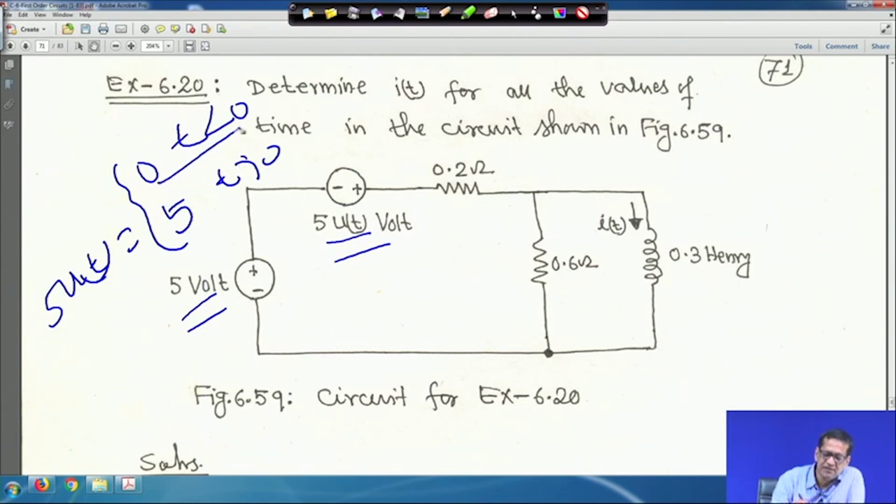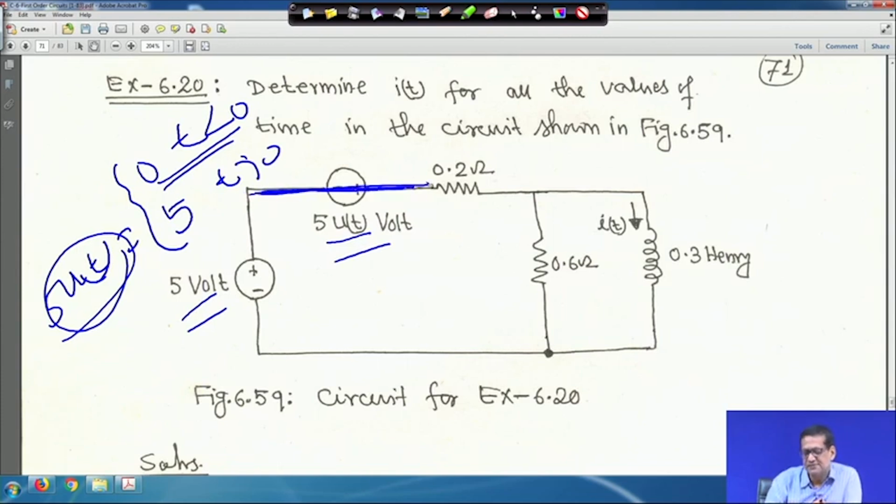suppose for t less than 0, that means this voltage source is 0. So, in that case, the circuit will be like this, because this voltage will be 0. So, make the circuit like this, like a short, right, and this 5 volt is there. And if the circuit remains like this, then at steady state the inductor will act as a short circuit.